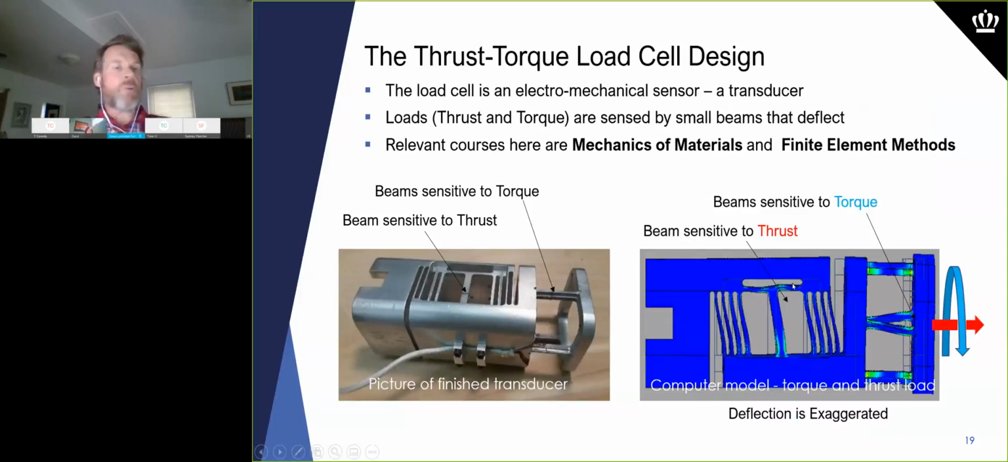And what we do is we relate the deflection of these beams to the force being applied to them. So again, a computer model shown here on the right is used. We apply these forces virtually. Thrust is the red arrow, torque is the blue rotational arrow. And then we look at how the structural model deflects. And this is highly exaggerated. They actually only move a few thousandths of an inch, right? Or about the thickness of a human hair. This is exaggerated just to show which direction they're moving. Otherwise, you don't even see it if it's to scale.